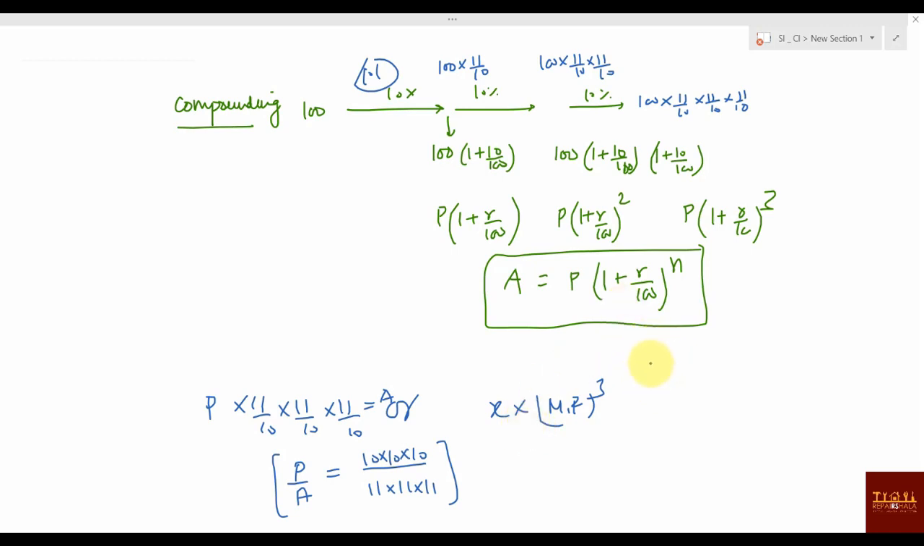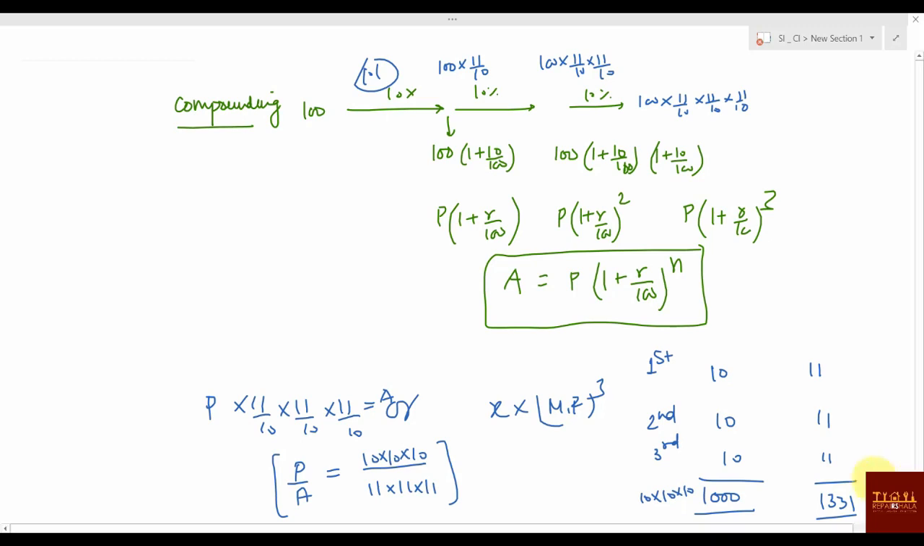What I can say, for the first year our amount will become 10 to 11 if the rate of interest is 10%. Second year also our amount will become 10 to 11, and in the third year also it will become 10 to 11. So in 3 years the amount will become 1000 to 1331, or you can say this is 10 into 10 into 10, and this one is 11 into 11 into 11. If principal is 10 into 10 into 10, amount is 11 into 11 into 11. So how much will be the interest? Interest will be 331. And you check, take the difference here also. Interest will be 331 only, right?